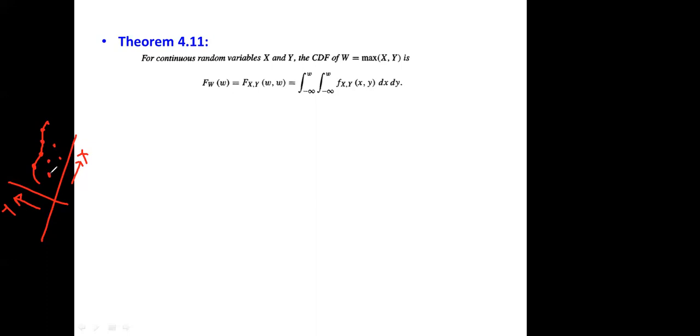How? Say for this point, X equals 2 and Y equals 1. So W will follow X because X is the maximum. So W equals 2 for this particular point. Say X equals 3 and Y equals 1.5. Then W will be equal to 3. So W will follow the maximum between X and Y, whichever is larger.